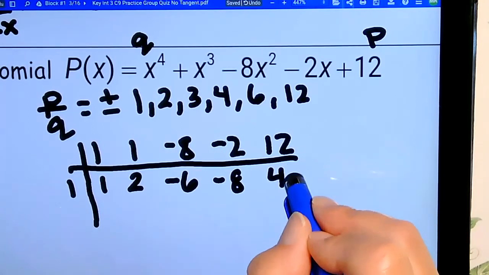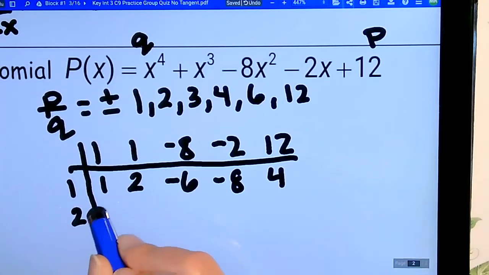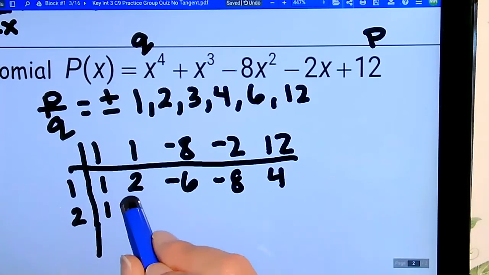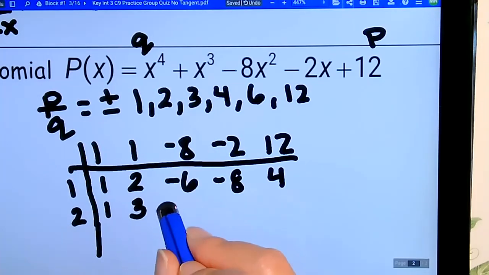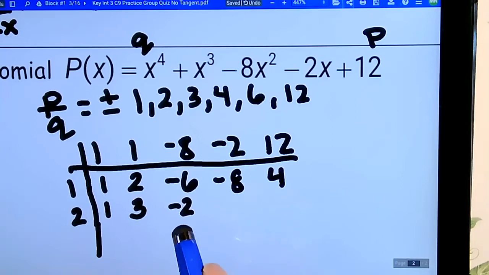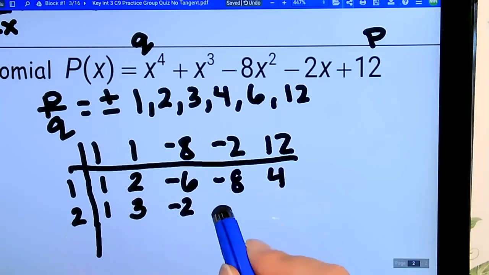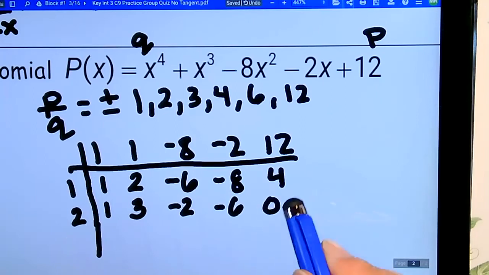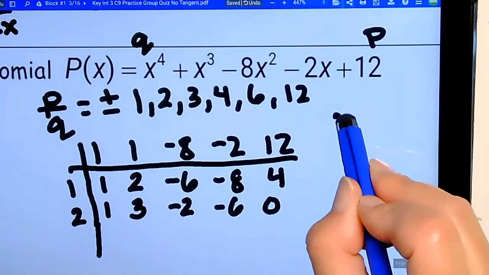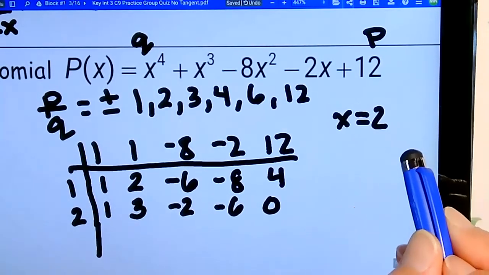I'm going down. It was up at 12, now it's down at 4, so let's try a 2. 1 times 2 is 2, add it to 1, 3. 3 times 2 is 6, add it to -8, -2. -2 times 2 is -4, add it to -2, -6. -6 times 2 is -12, add it to 12, 0. So I just found an answer. X equal 2 is one of my answers.